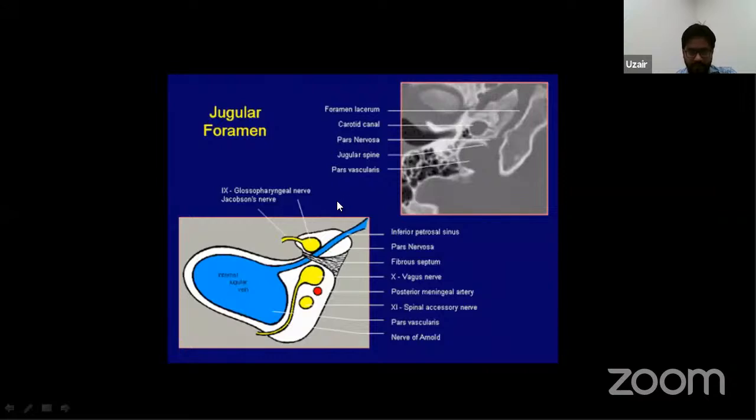So one more thing I would like to mention is that the glossopharyngeal nerve, before exiting the skull, gives rise to Jacobson's nerve or the tympanic branch, which carries the sensation from the ear. This is pars nervosa, this is the fibrous septum, then this is the vagus nerve, this is the posterior meningeal artery, this is the spinal accessory nerve. All these nerves exit the cranium through the jugular foramen.